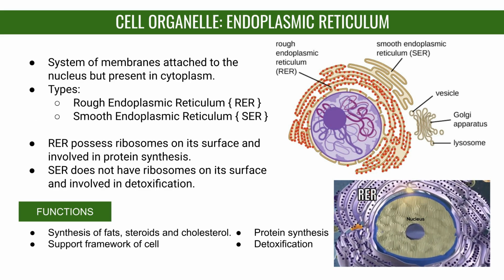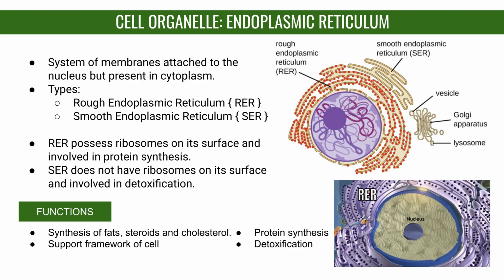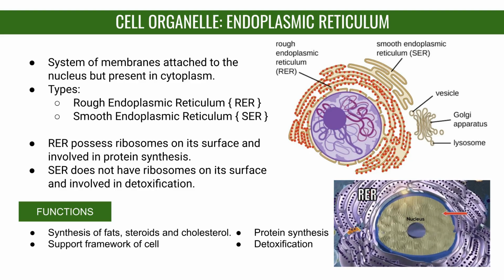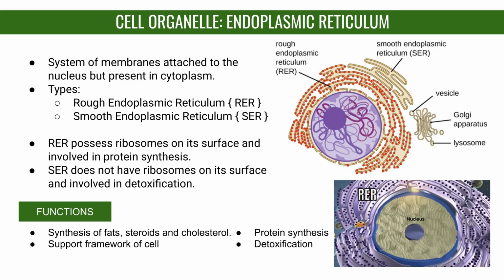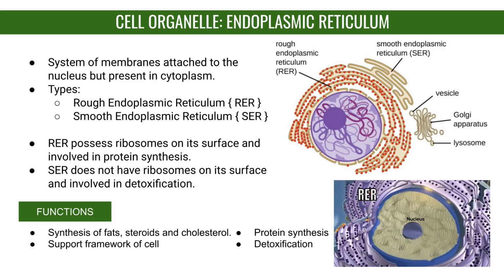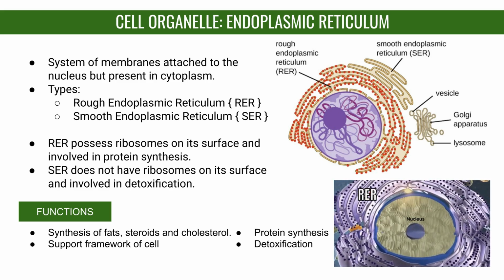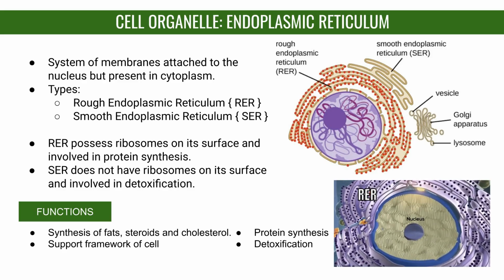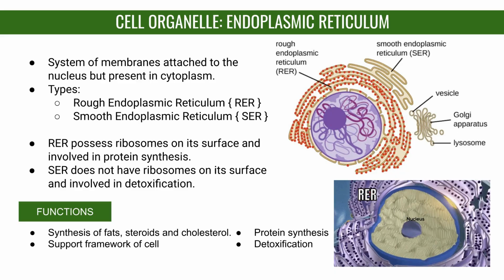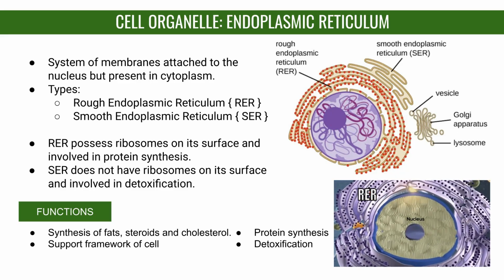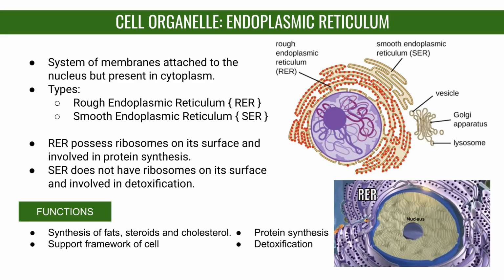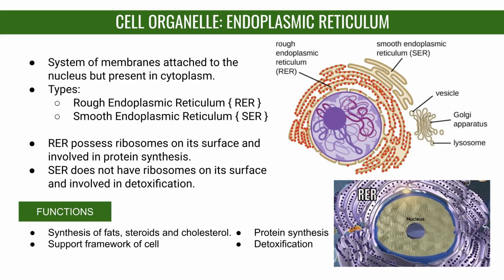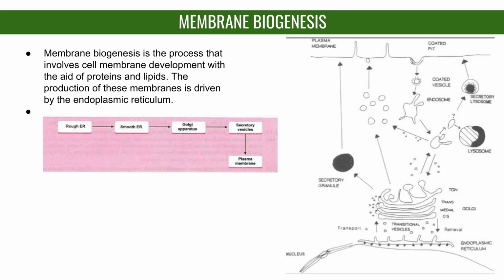The endoplasmic reticulum is a system of membranes attached to the nucleus. The rough endoplasmic reticulum, or RER, has ribosomes and is involved in protein synthesis. The smooth endoplasmic reticulum, or SER, lacks ribosomes and is involved in detoxification, fat, steroid, and cholesterol synthesis, and supports the cell framework. Membrane biogenesis is the process of cell membrane development, driven by the endoplasmic reticulum, using proteins and lipids.